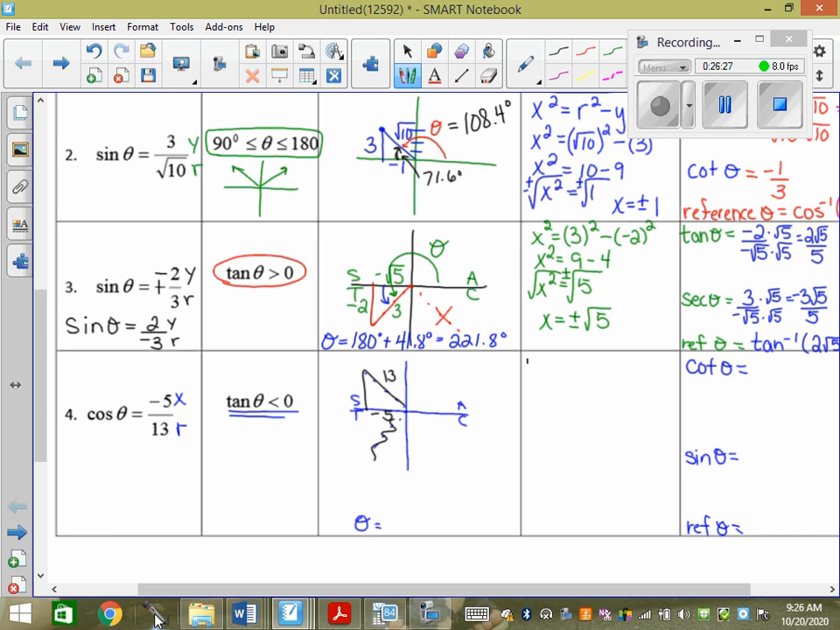Then I do y squared equals 13 squared minus negative 5 squared. Y squared equals 169 minus 25. Y squared equals 144. Square root, plus or minus y equals plus or minus 12. In this case, because it's in quadrant 2, it's positive 12, right?